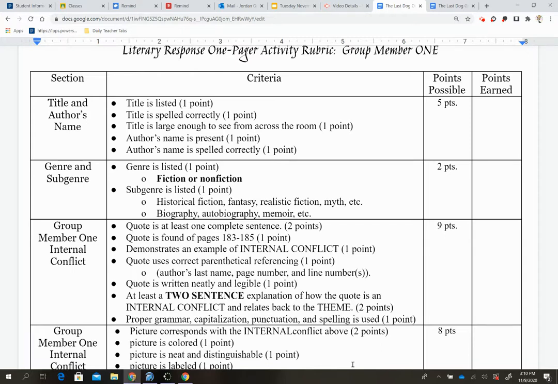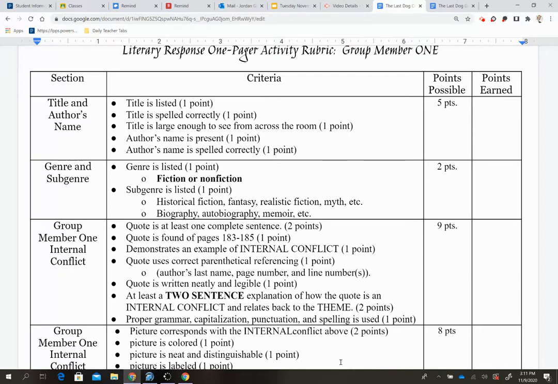For example, the first thing you're going to do for an internal conflict is quote at least one complete sentence. That's 2 points. Then it says the quote is found on pages 183 through 185, so making sure your quote is in the correct place is worth a point. Your quote demonstrates an example of an internal conflict, so that's 1 point. Quote uses correct parenthetical referencing. That's 1 point. That means you're going to put the author's last name, comma, the page number, and then comma, the line number or numbers, depending on how long your quote is.